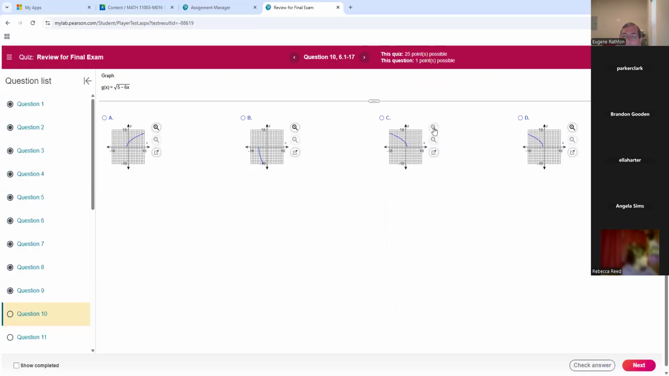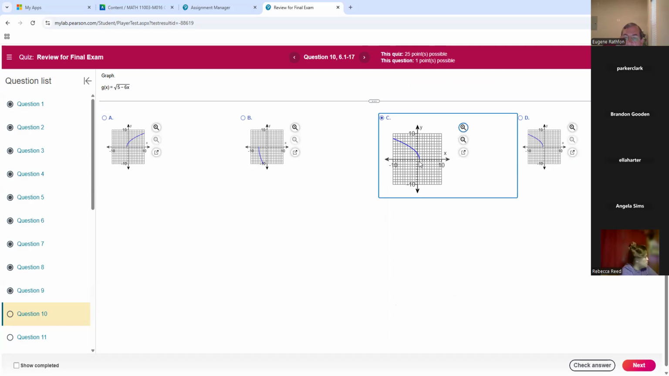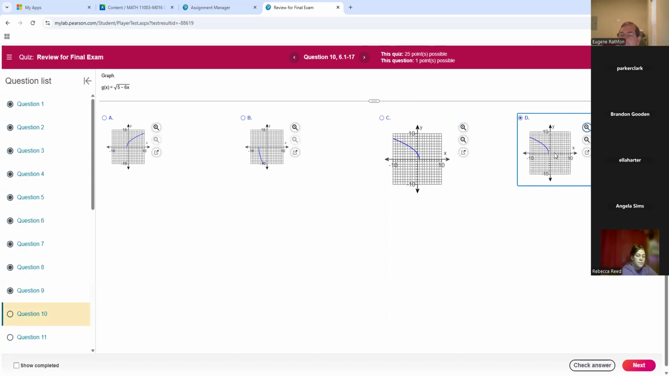So y'all, I think it looks like C, right? Yeah, C is starting at the positive side. D is starting on the negative one side. So I need to go with C because mine started at the positive one and goes to the left. All right, y'all, then we got next.